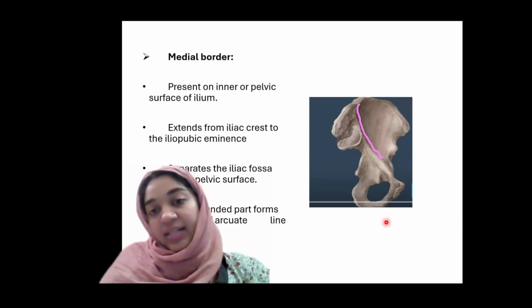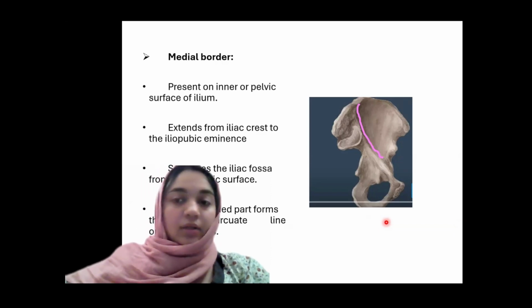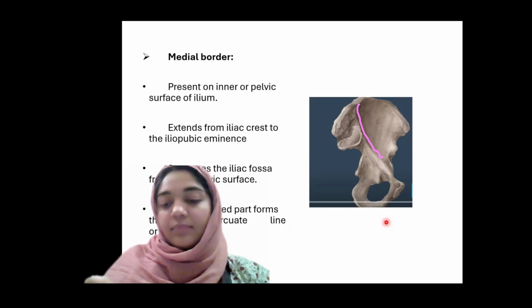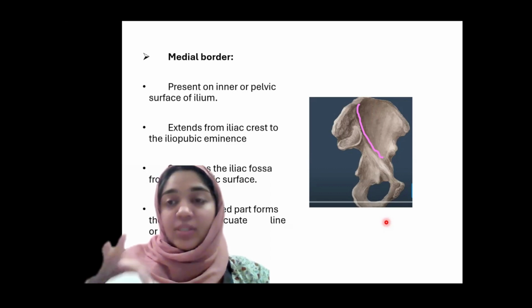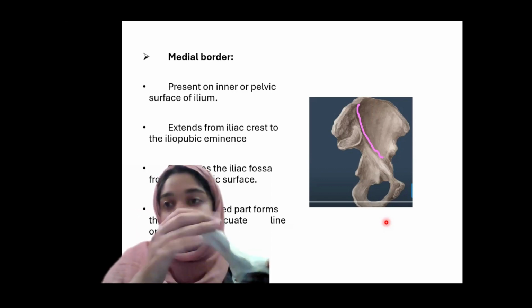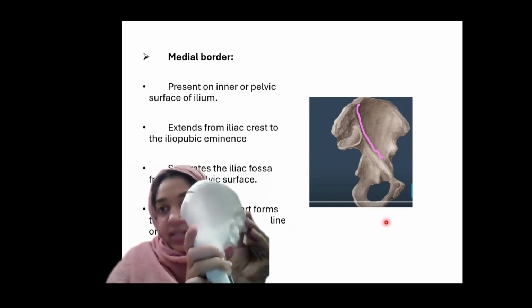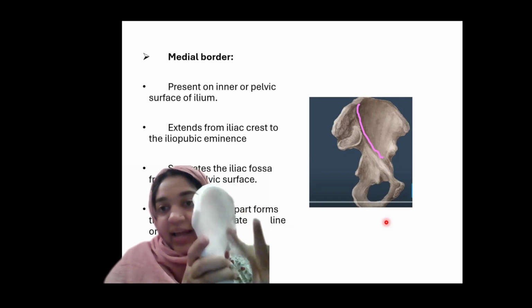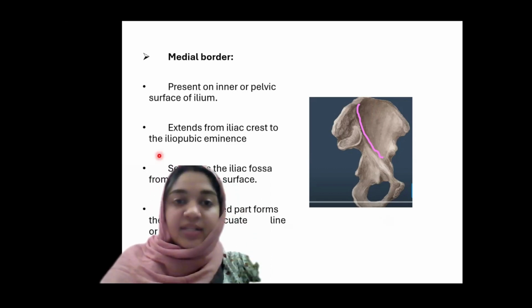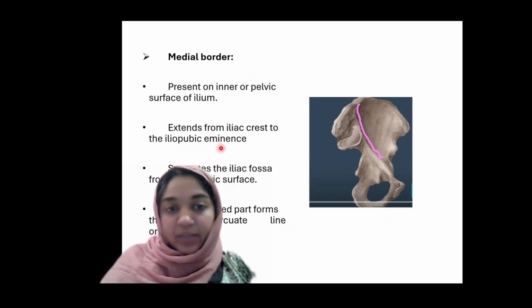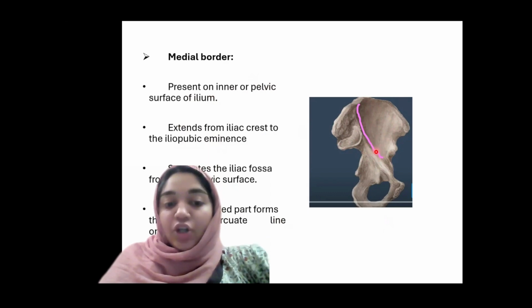Now the medial border, as I told you, separates the iliac fossa from the sacropelvic surface. So basically, this is the iliac fossa and this is the sacropelvic surface, and in between is the medial border. It is present on the inner or pelvic surface of the ilium, extends from the iliac crest all the way to the iliopubic eminence, and separates the iliac fossa, this fossa, from the sacropelvic surface. The lower rounded part forms the ilial part of the arcuate line.